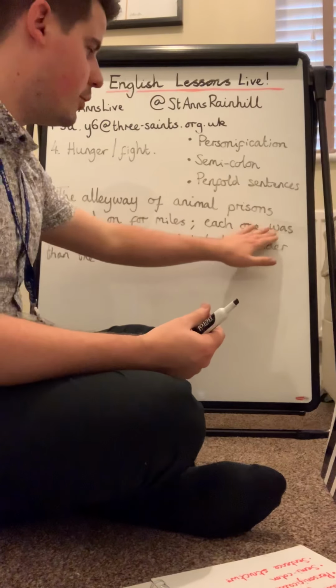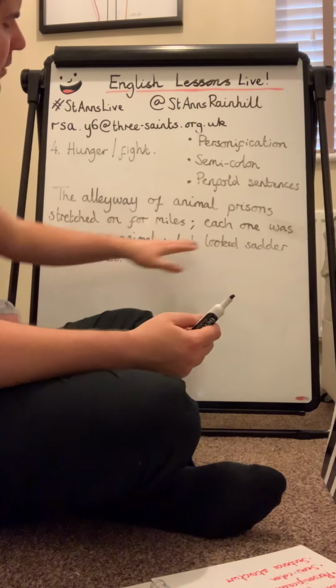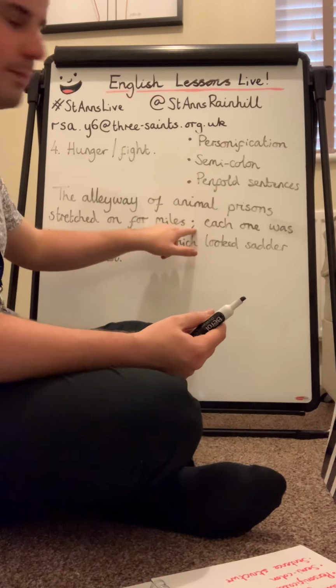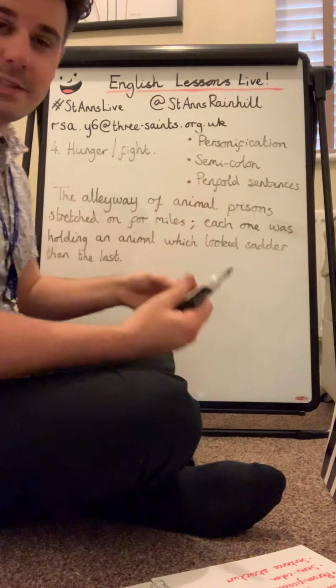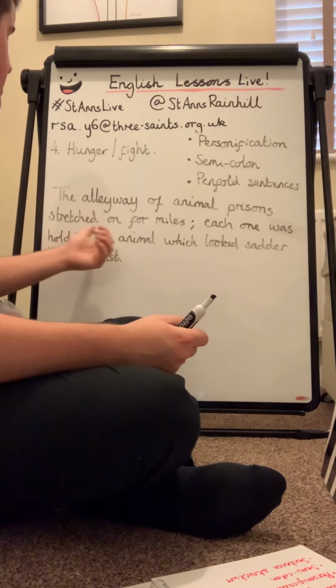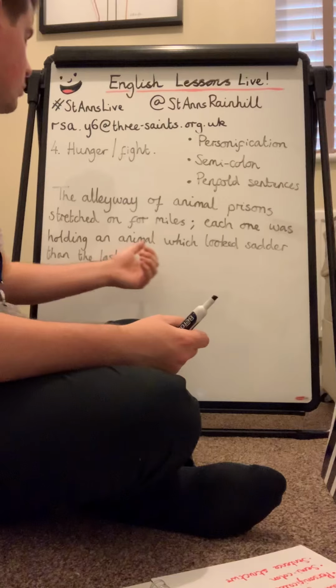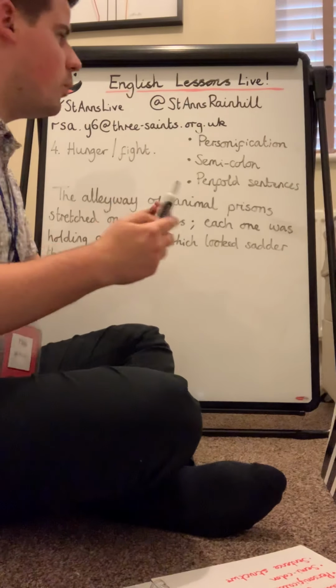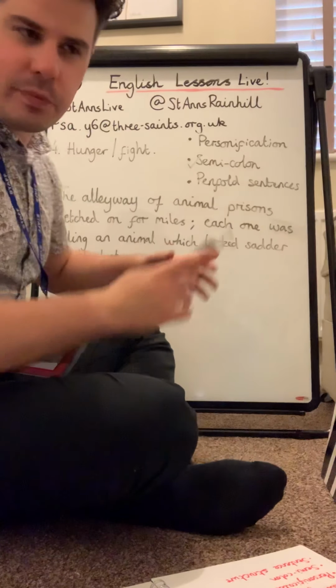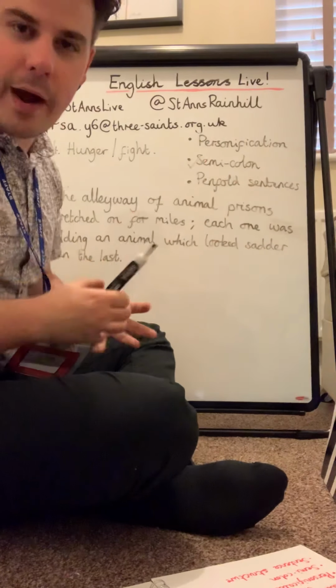So that was really important to put that auxiliary verb in there. And generally, they talk about the same kind of topic, so it makes sense to join them with a semicolon. I could replace that semicolon with a full stop or an "and" as well. The alleyway of animal prisons stretched on for miles, and each one was holding an animal which looked sadder than the last. So that works. I've got some semicolon in there. So now I've linked from where I was to where I am now.